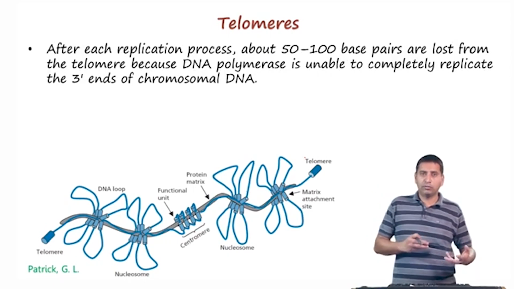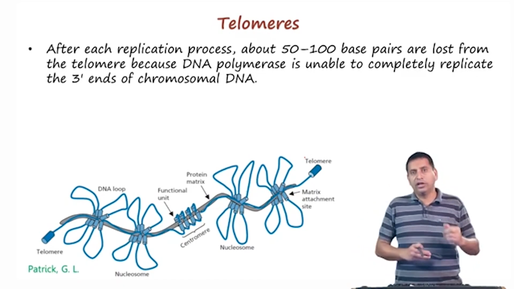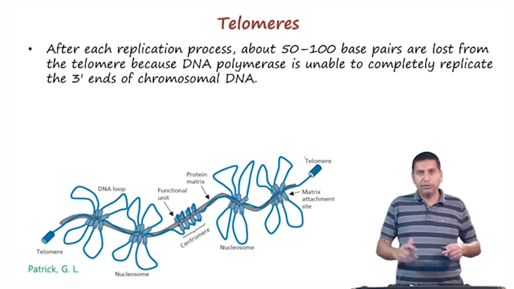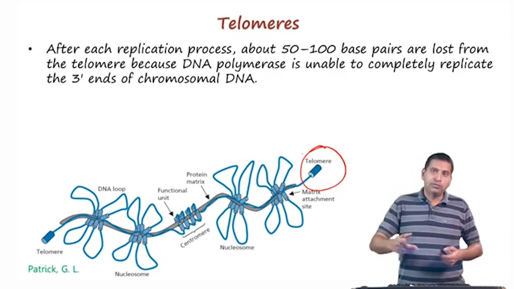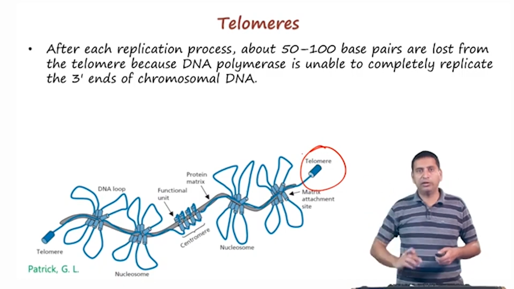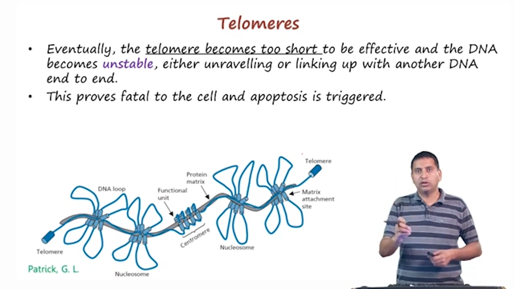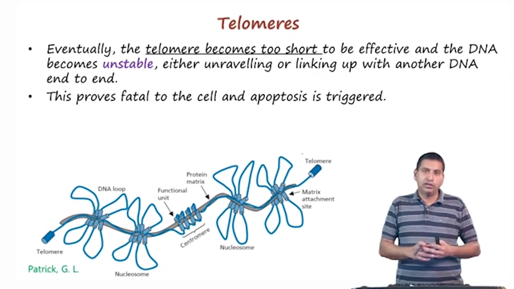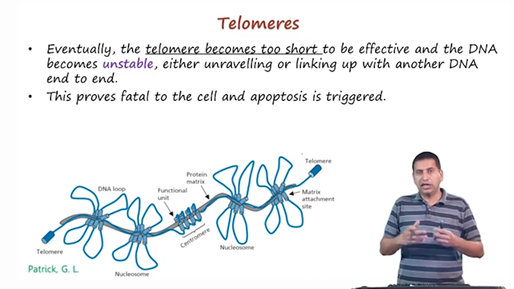So, after the replication process, about 50 to 100 base pairs are actually lost from the telomere, because DNA polymerase is unable to completely replicate the 3' end of the chromosomal DNA. So, each time the cell divides, you lose about 50 to 100 base pairs. Eventually, the telomere becomes too short to be effective and the DNA becomes unstable, either unraveling or linking up with another DNA end to end. So, both of these processes are going to trigger apoptosis and the cell will die.